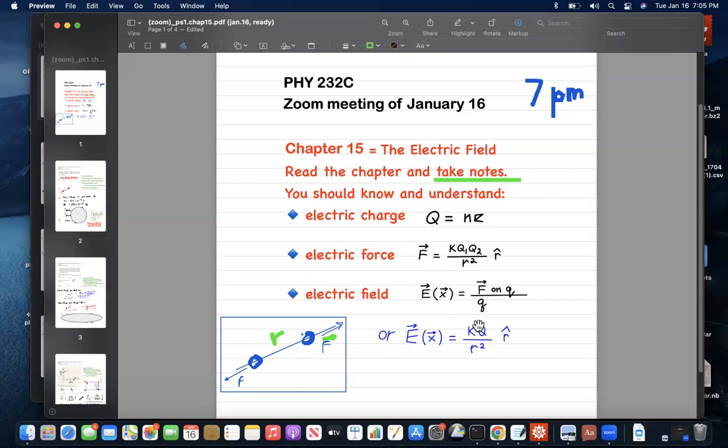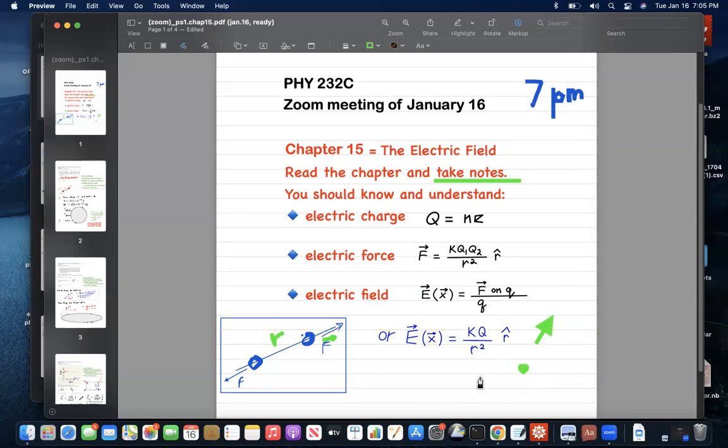Or if you just had one source, charge Q, by Coulomb's law, the electric field produced by that source would just be KQ over R squared, R hat. So if you had one charge here, everywhere surrounding that charge, everywhere in the volume around that charge, there's an electric field vector pointing in the direction of R hat.